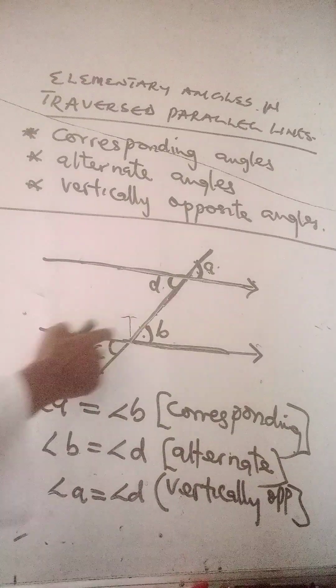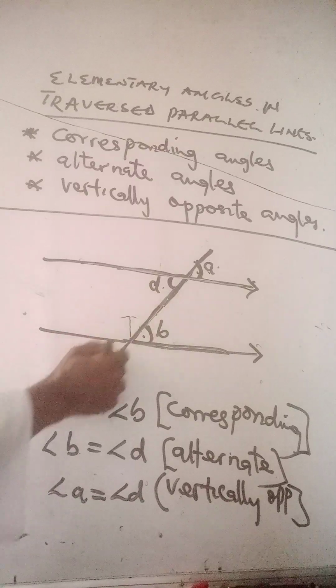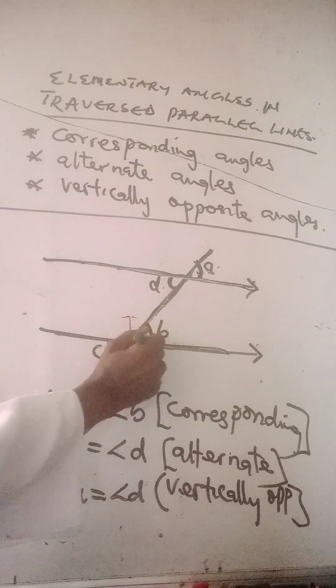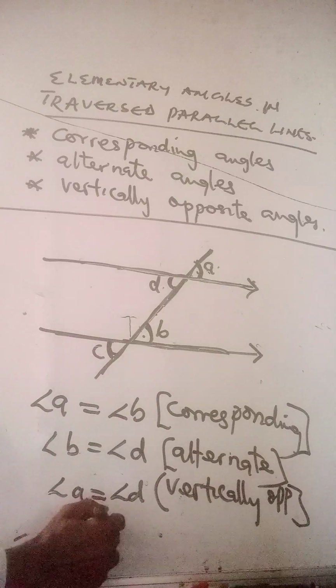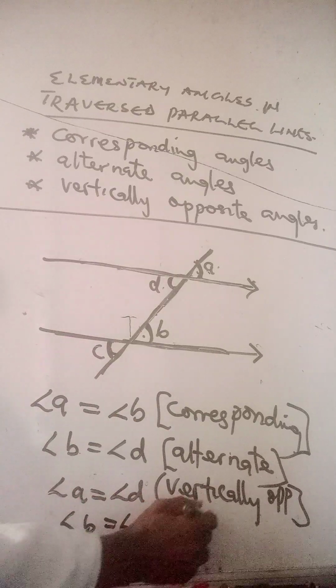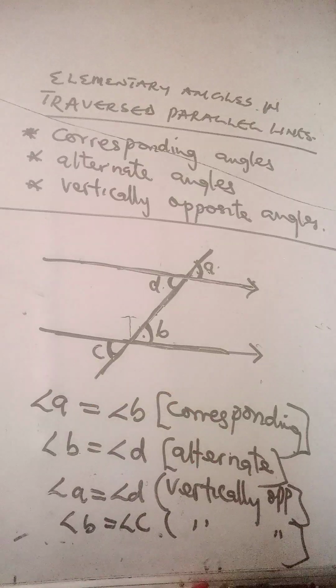Also, angle B equals to angle C because this is another cross you can form. That means angle B is equal to angle C for the same reason. So, with this information, we'll be able to apply it to solve some problems later. Take note of that.